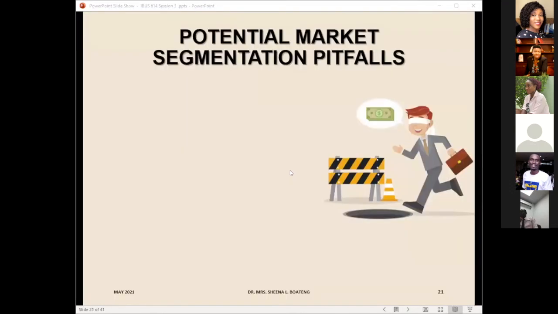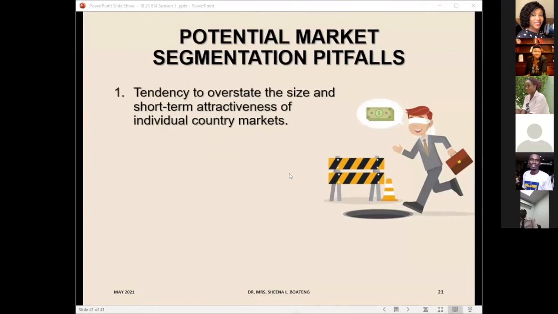Now, when it comes to assessing market potential, we need to be able to understand some of the potential pitfalls that may happen when you are trying to target a market segment. For instance, there's a tendency for various global marketing organizations to overstate the size and short-term attractiveness of individual country markets. And that is often the result of limited research and their inability to completely assess the situation in these markets, particularly with regard to how profitable the market will be.